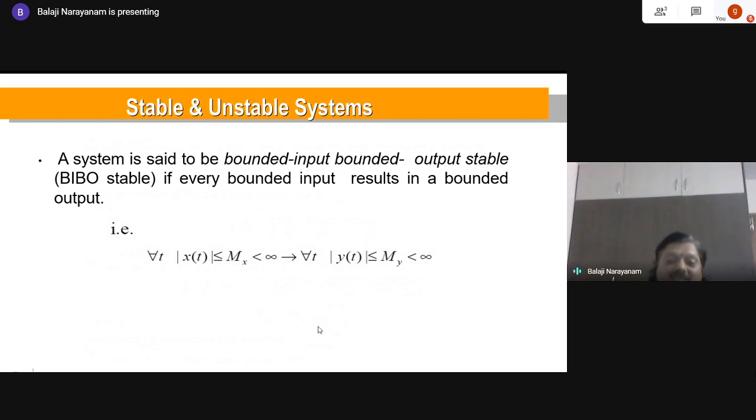So it is very easy to identify whether a given system is stable or unstable just by checking, for given bounded input values, whether we are able to get bounded output values or not. If we get them, then we may say that the system is stable. If we do not get the bounded output value, we may conclude that the system is an unstable system.